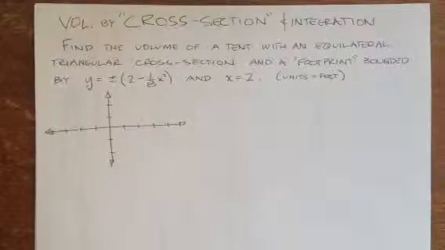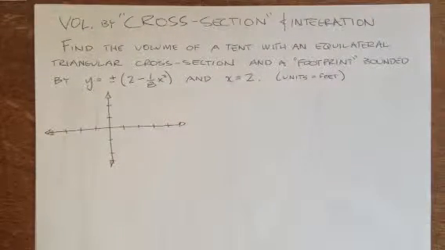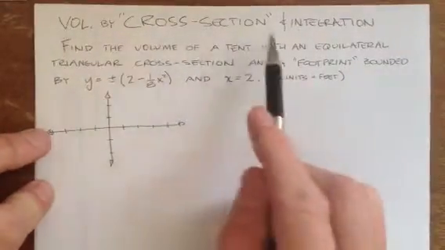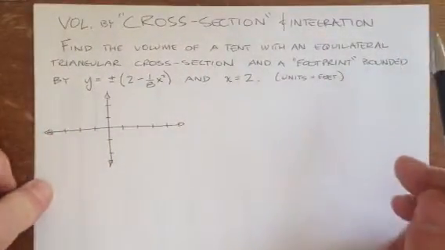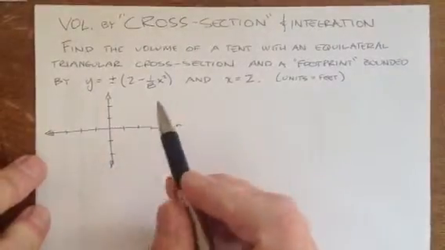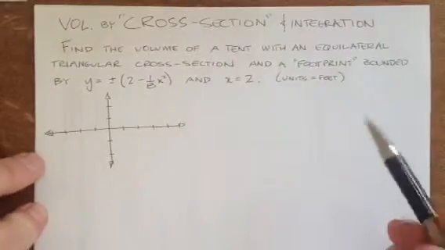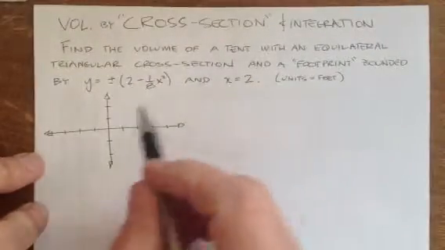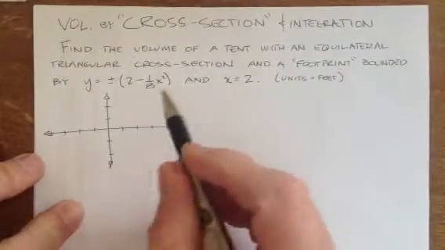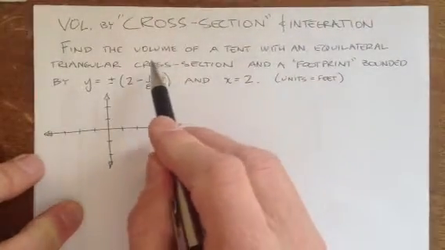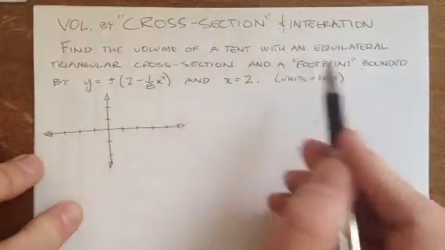Okay, we are doing kind of a fun type of calculus problem. We are finding a volume by what's called cross-section and integration. And so we're supposed to imagine in this problem that we're going to be a tent designer for REI or something like that. And we've got this simple little one-person pop-up tent, and we're going to try to figure out what the volume is using calculus.